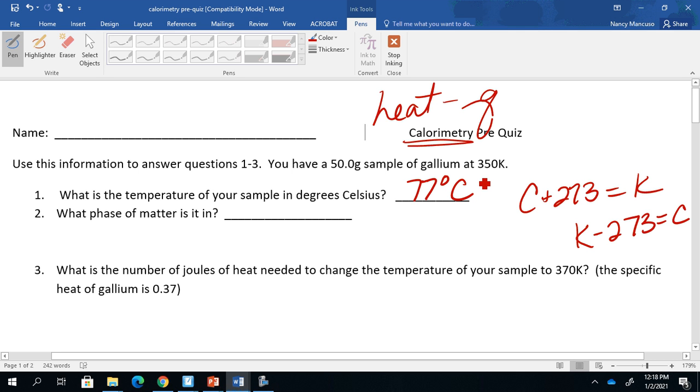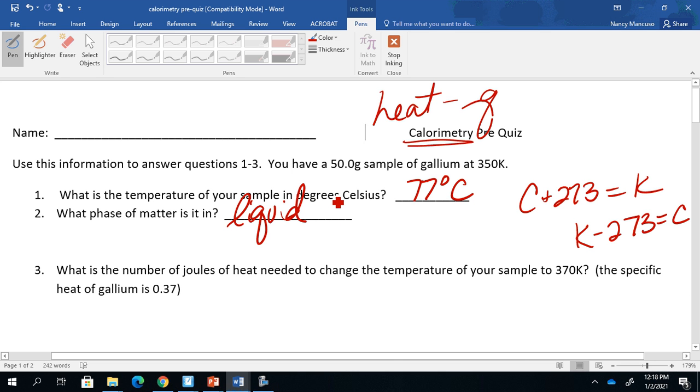All right, what phase of matter is it in? So I'm going to look on Table S on the reference tables. So turn to Table S right now and find gallium. It's element 31. I go over to the right, going across gallium, and it tells me the melting point of gallium is 303. So if it's 350 K and it melts at 303 K, it has already melted. This is above the melting point, which means it is not a solid, it has changed to a liquid. So now I need to look at the boiling point and see if it's changed from a liquid to a gas. The boiling point is 2,477, so it is nowhere near boiling yet. So this sample is still a liquid.